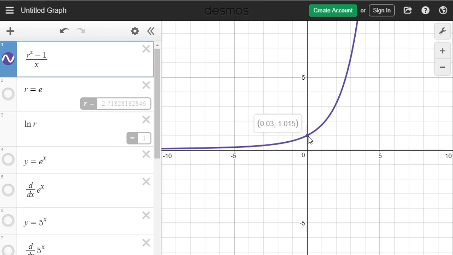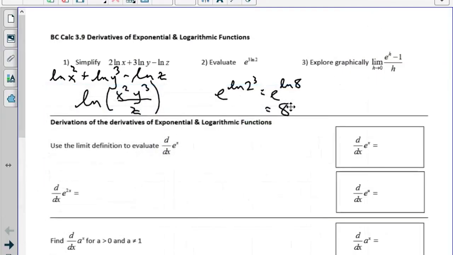When we explore this graphically, what we find is that it is really, really close to 1. Of course, it's undefined at 0, but we get something that is practically 1, and that's what happens with the limit as h approaches 0 of e to the h minus 1 over h. We get 1. So that becomes important as we move along.